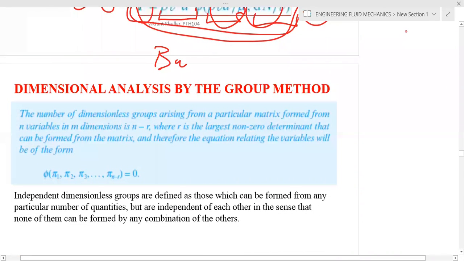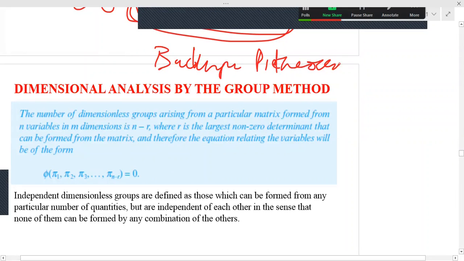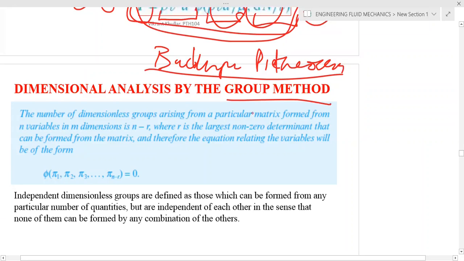Buckingham pi theorem. This is called Buckingham pi theorem, or also called group method. So this method tells you a priori. A priori means without going into details of the analysis, it will simply tell you what is the number of non-dimensional groups that you will get in this problem.